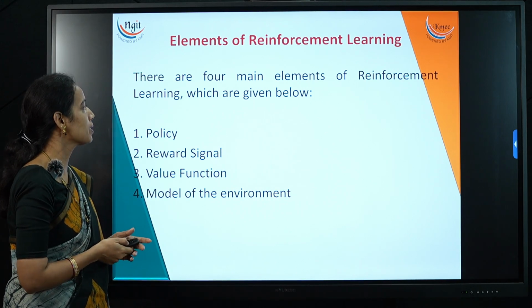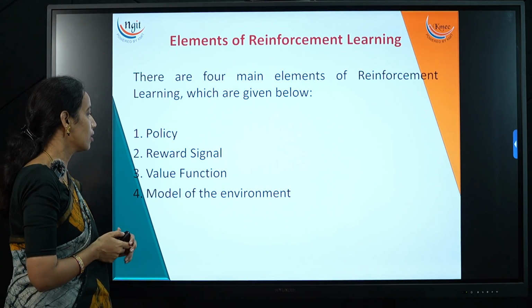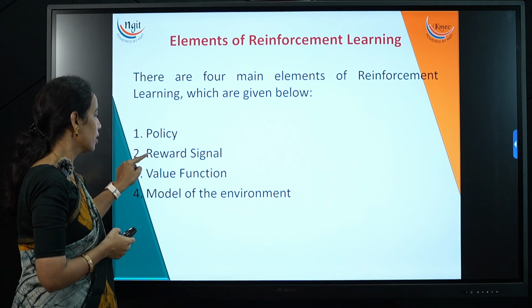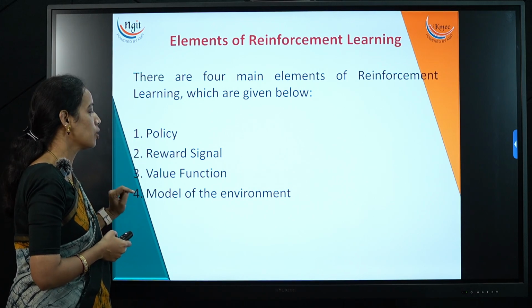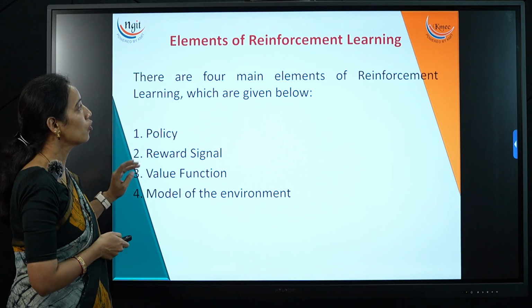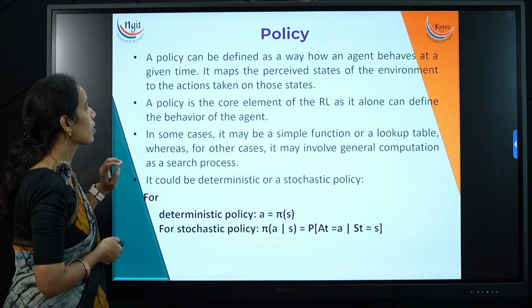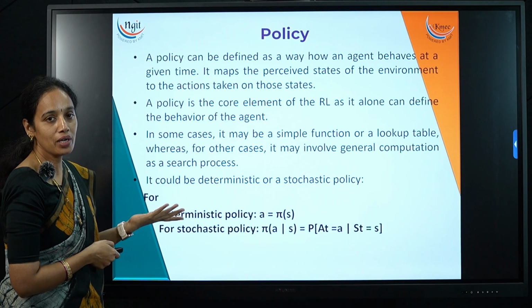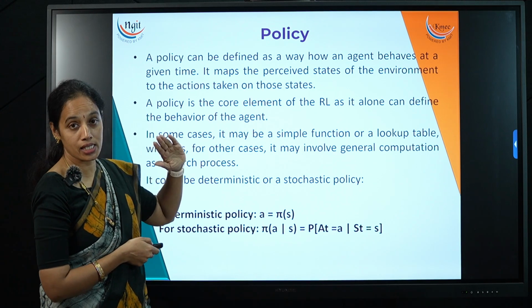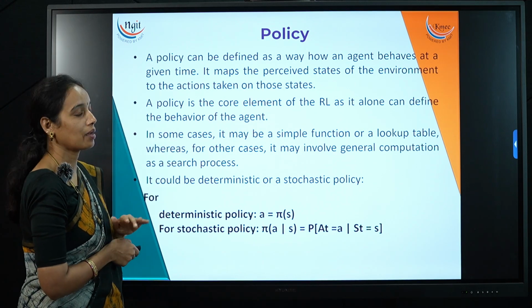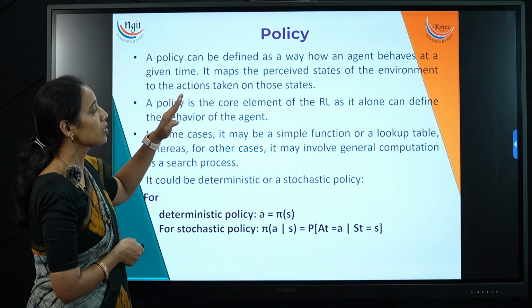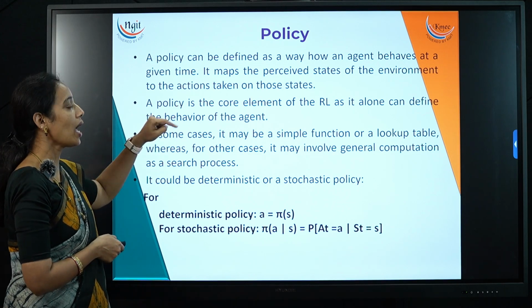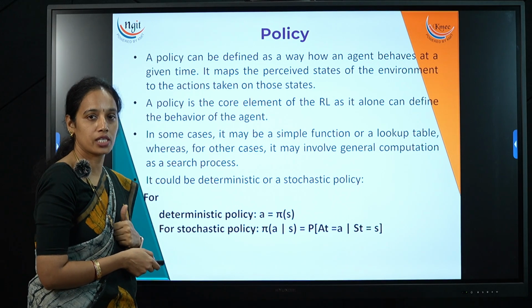There are 4 elements of reinforcement learning, which are policy, reward signal, value function, and model of the environment. These are the 4 elements. Let us see them one by one. A policy can be defined as the way an agent behaves at a given time. That is, it maps the states of the environment to the actions taken based on those states.